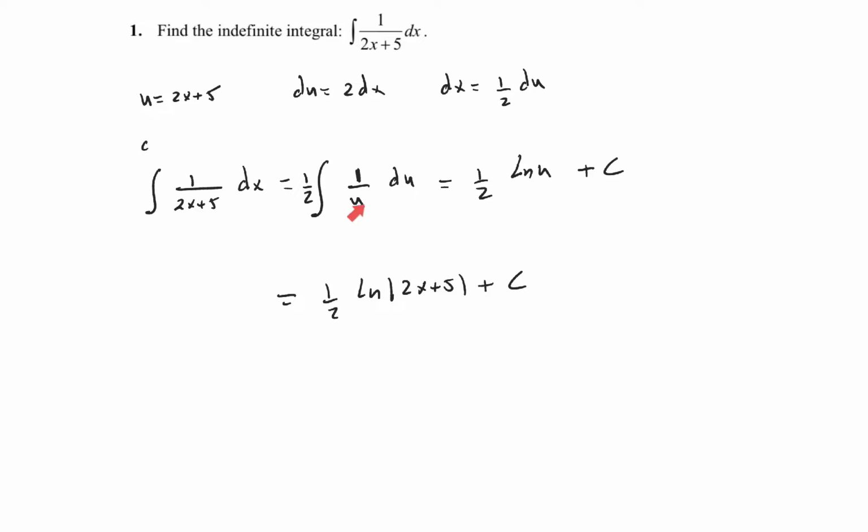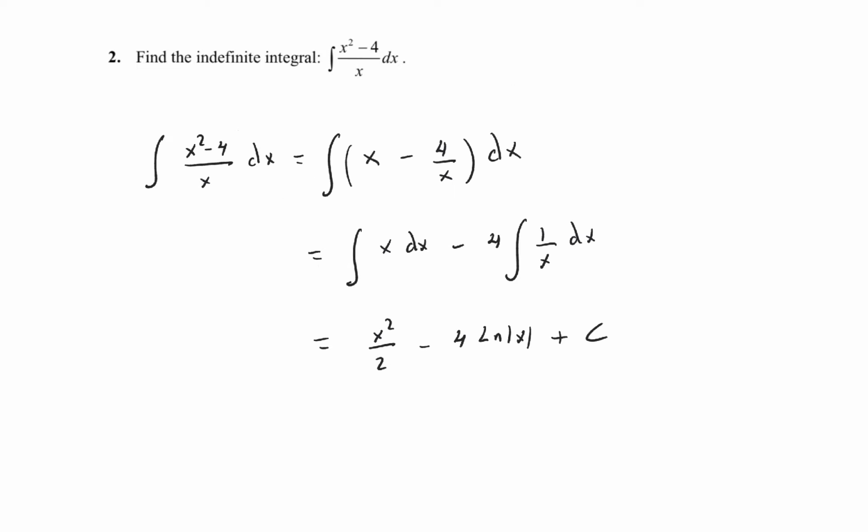The integral of 1 divided by u times du is the log of u plus c. So now the problem is not finished yet. The problem is finished when we change u back to 2x plus 5. So the final result will be 1/2 log of 2x plus 5 plus c. And again, you can check if this is true by taking the derivative of this expression. If you take the derivative, you should find 1 divided by 2x plus 5.